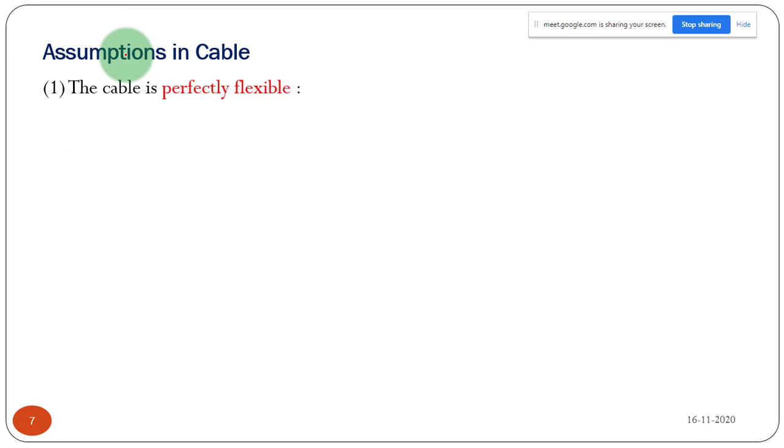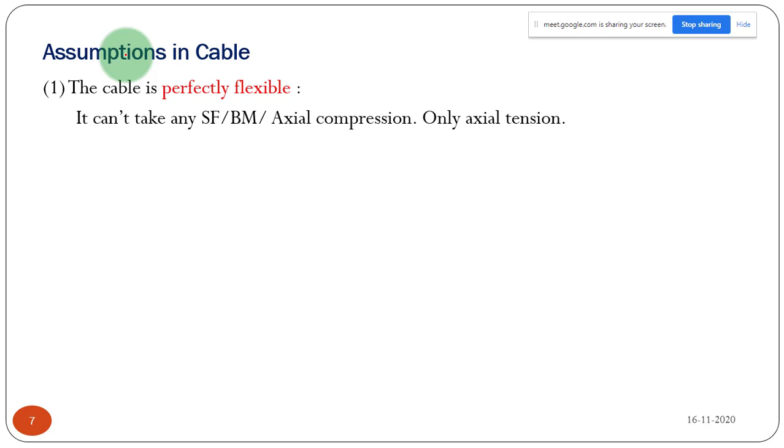We have already discussed. The first one is we'll make an assumption: the cable is perfectly flexible. Perfectly flexible, what does it mean? The meaning is it can't take any shear force, bending moment, or axial compression. It can take only axial tension. That is the first assumption we used to make.